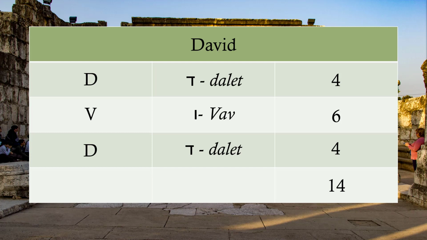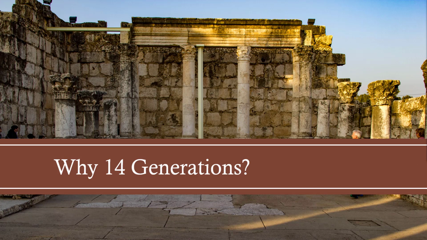And you say, aha, is it coincidence? Is it coincidence that David's name equals 14, and so then Matthew divides the generations into 14 generations to emphasize the connection with David? Hey, that might very well be it. We don't know, but there's another example, and I think this one is even better. I think this is probably more accurate. Not that this one would be wrong, but this one's better.